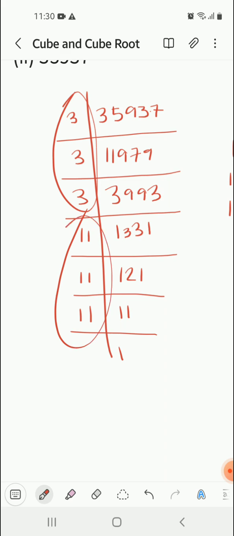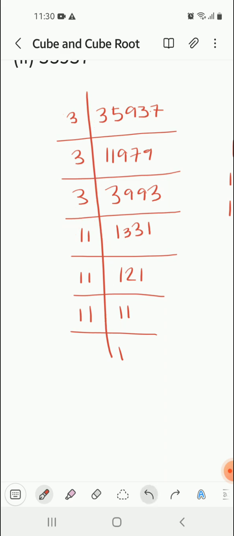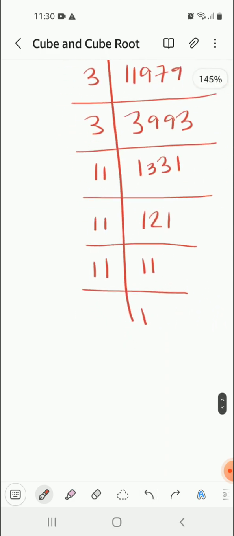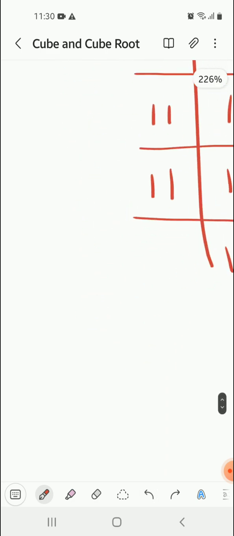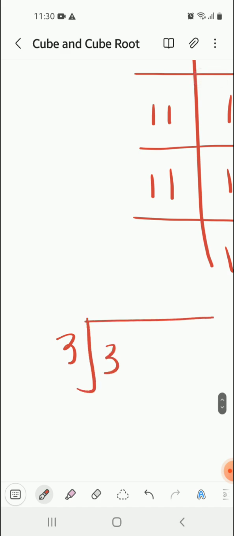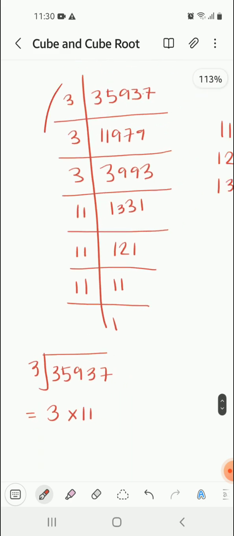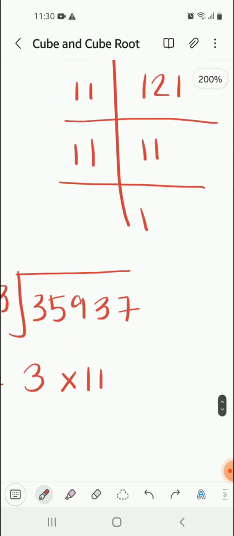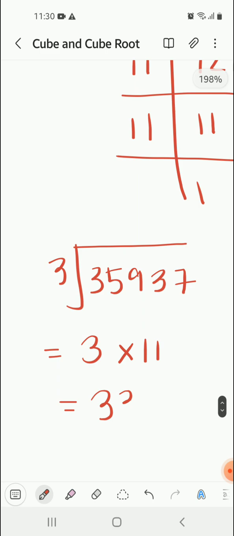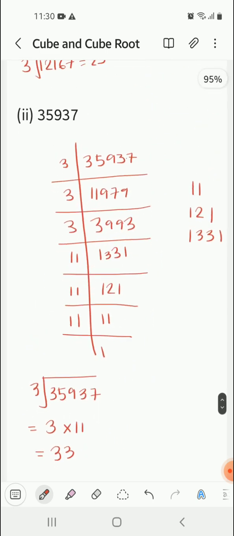So from each group we are going to take up one number at a time. So we are going to write it in this manner, that cube root of 35937 would be 3 into 11, one from each group. So from the group of 3 we have got 3, and from the next group of 11 we have got 11. So 3 into 11 we get 33. So this will be the answer for this.